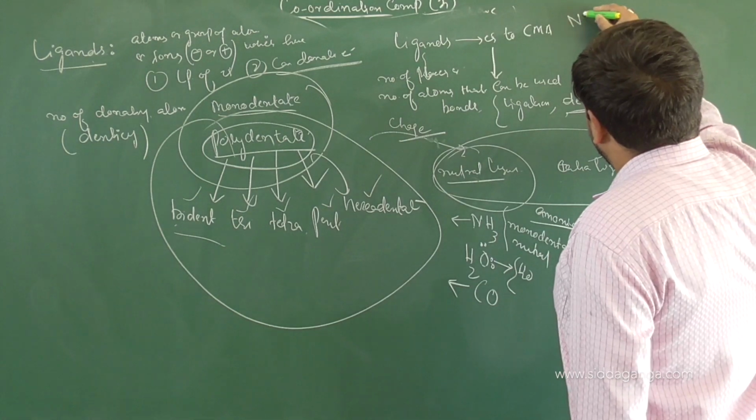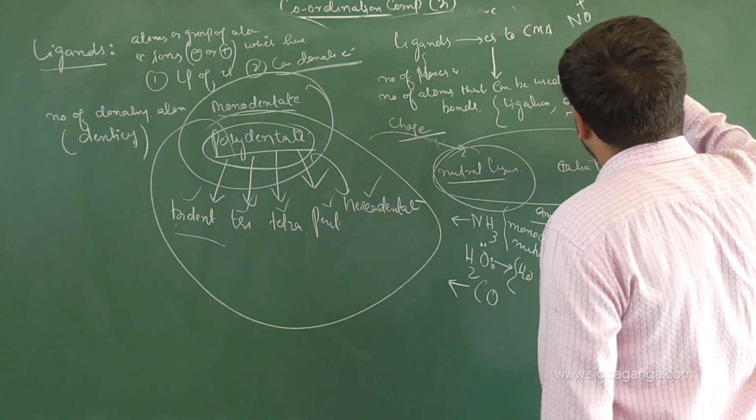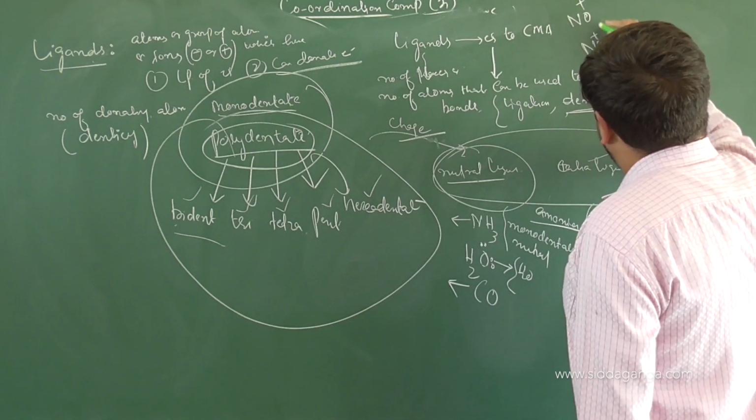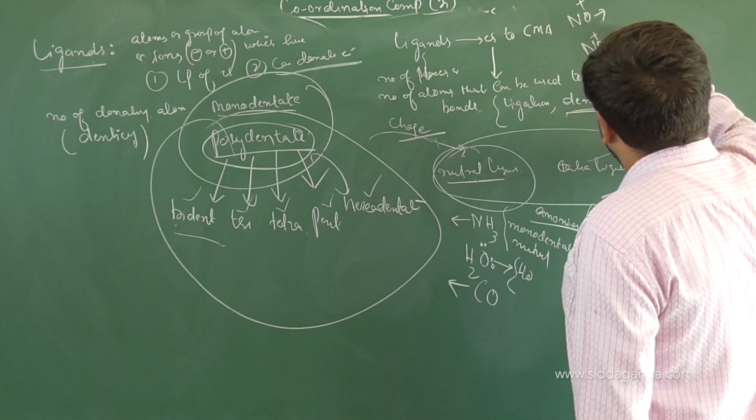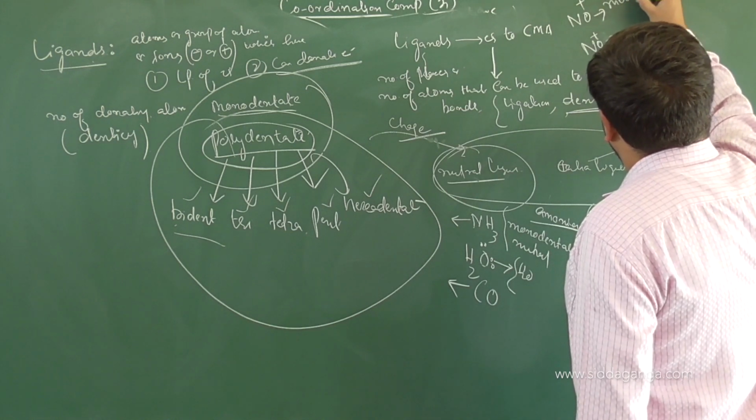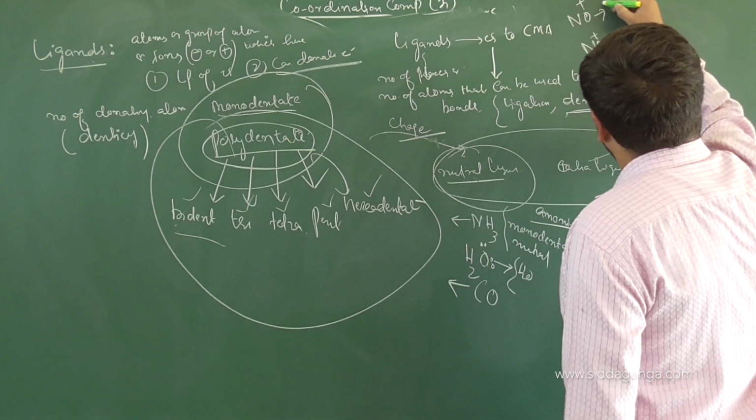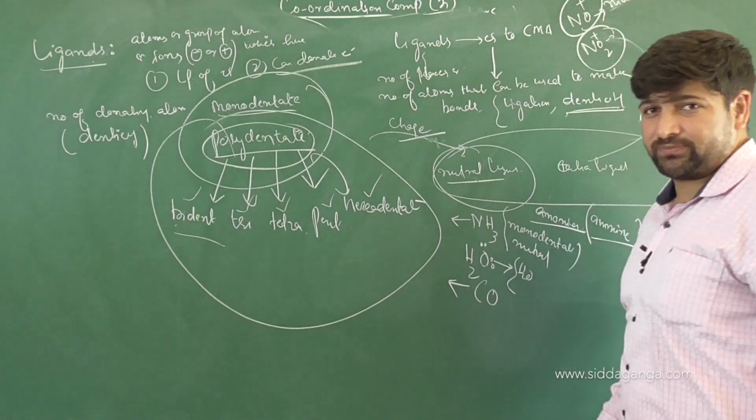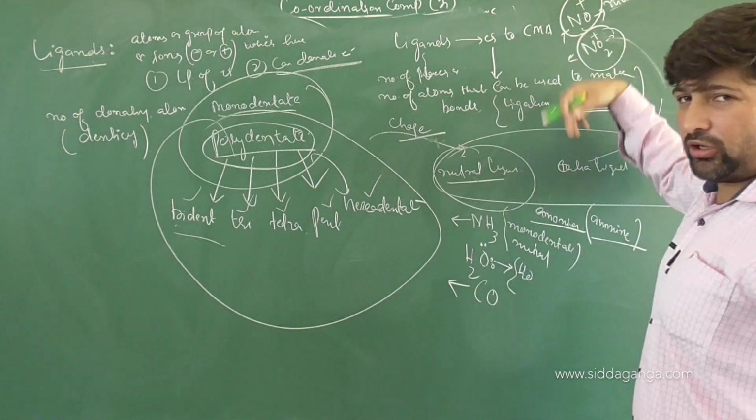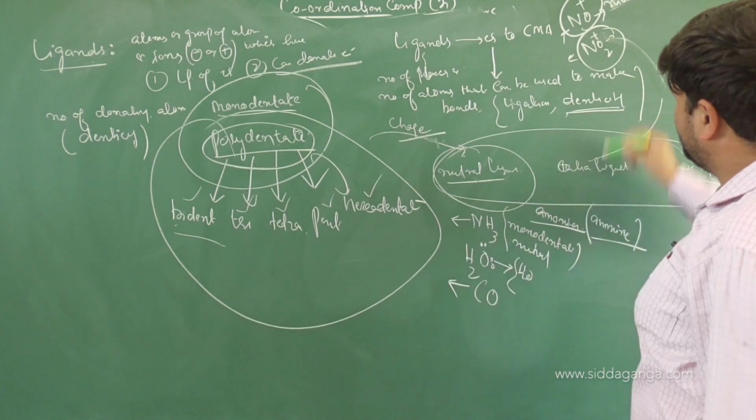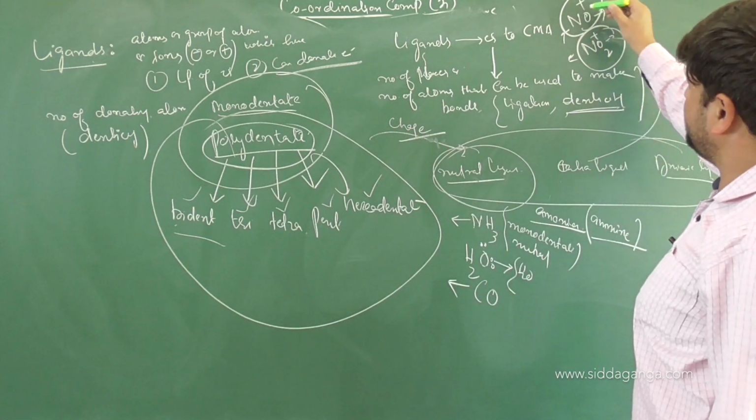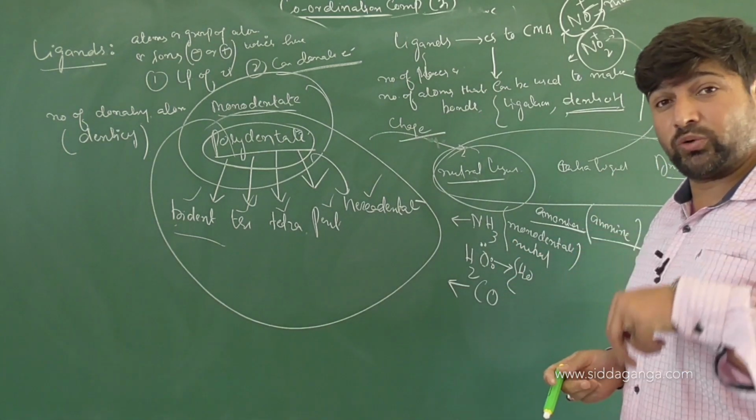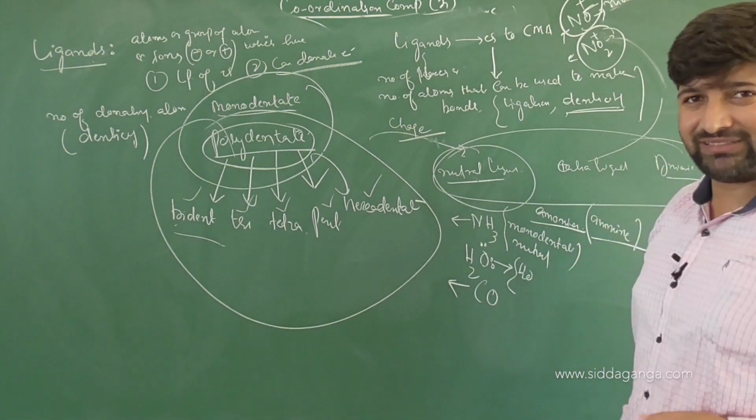We have NO plus. Then you have NO2 plus. This is called nitronium. Sorry, NO plus is nitrosonium. Then you have NO2 plus. Both are able to donate electrons. So in nomenclature I'll give the names. And remember, any ligand which is finishing with the positive charge, its name at the end will finish with IUM. Nitronium, nitrosonium. Am I clear or not?